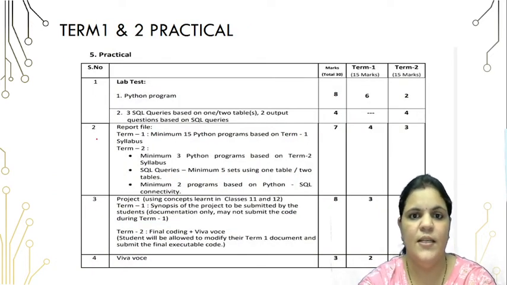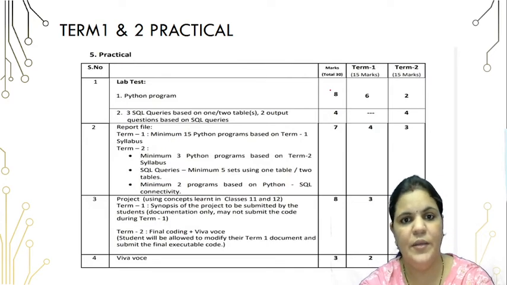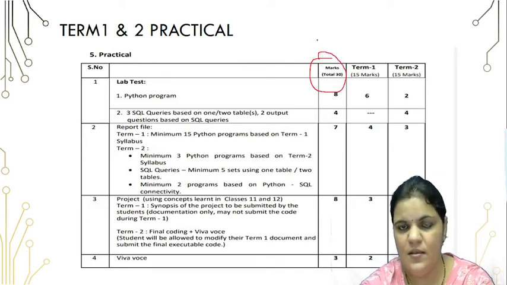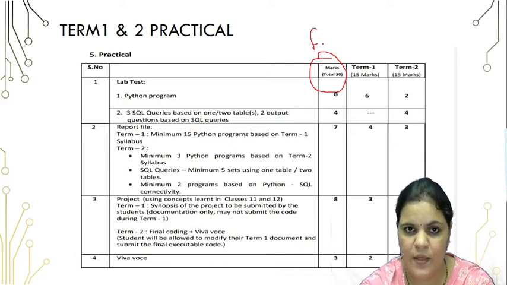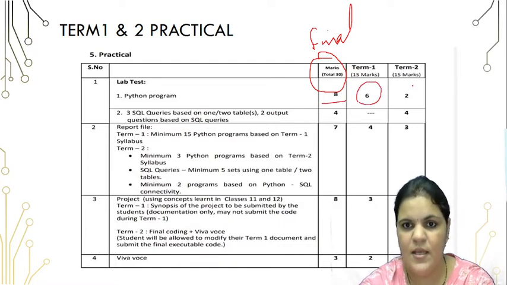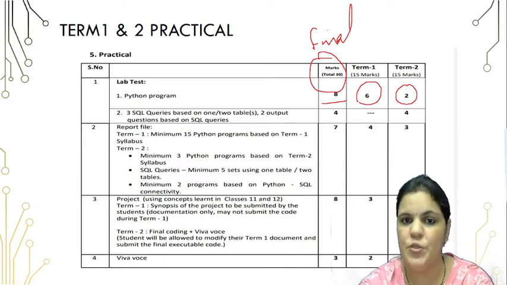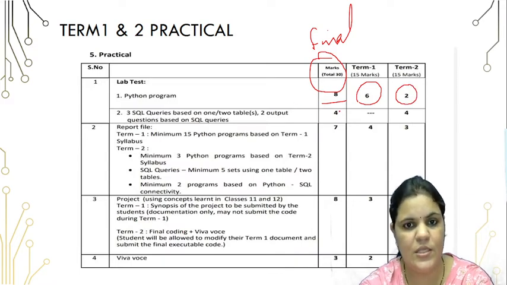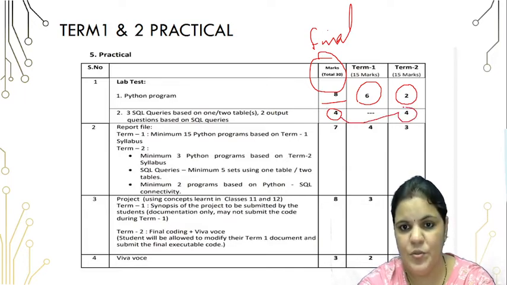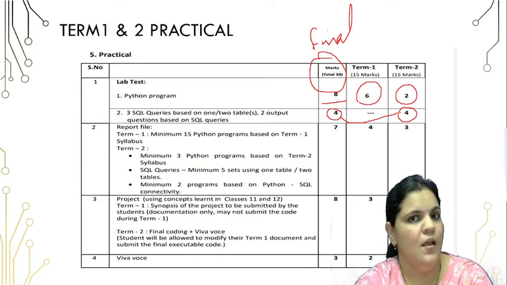Now the term 1 and term 2 practical. Here you can see the distribution out of total marks. This is for final marking. Here you can see the Python programs are of 8 marks. But in term 1 the weightage is 6 marks and in term 2 the weightage is 2 marks. SQL is 4 marks and the complete weightage is given in term 2 because SQL is covered in term 2.